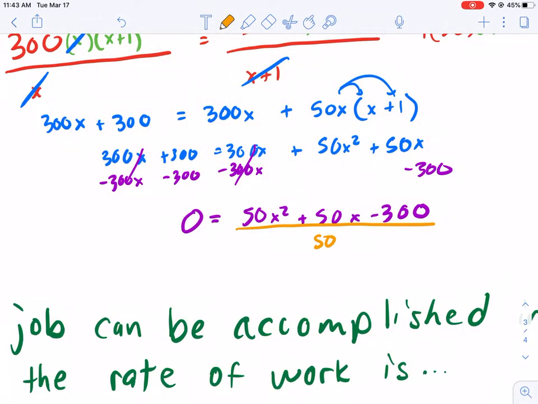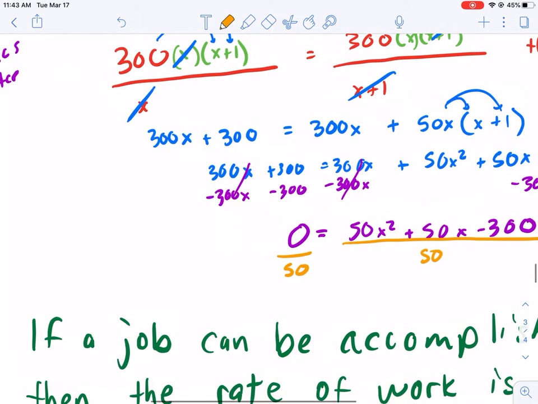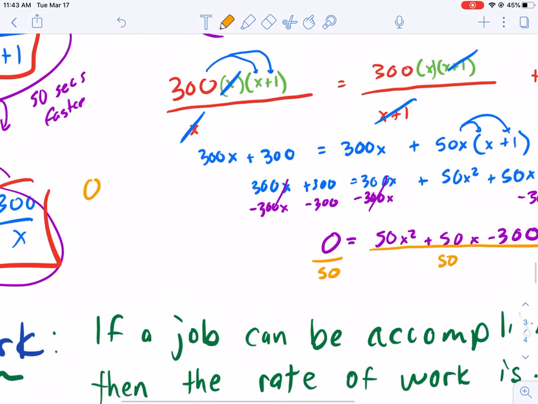What we do to one side, dividing by 50, we have to do to both sides, so we divide that by 50. 0 divided by 50 is just 0. We're going to take this up over here. Equals 50x squared divided by 50 is x squared. 50x divided by 50, x. 300 divided by 50, 6.